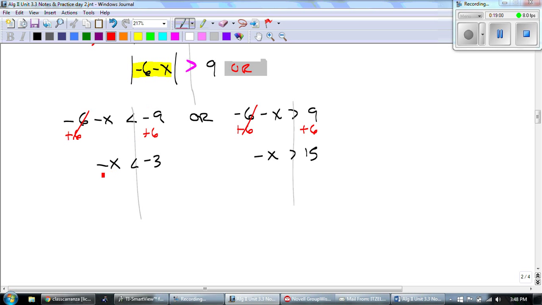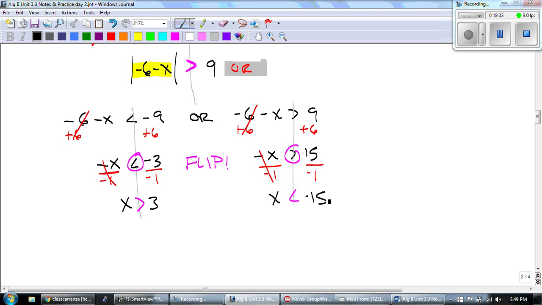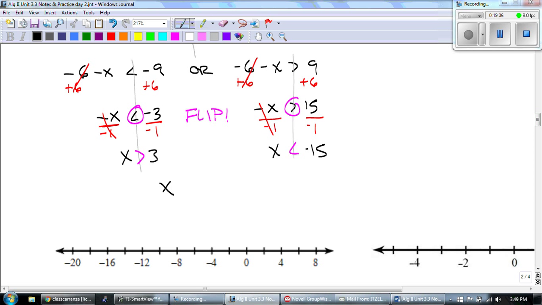Now the x is not by itself because I have to divide by negative 1. Okay, and yes, those are going to cancel, but when you divide by negative, you have to, oh geez, that just looks weird. Flip the sign. Oh, sorry, should be going the opposite way. So we get x is greater than 3 and x is less than negative 15. So as I'm getting ready to graph this, I'm going to write this in order. X is less than or equal to negative 15, or x is greater than 3.